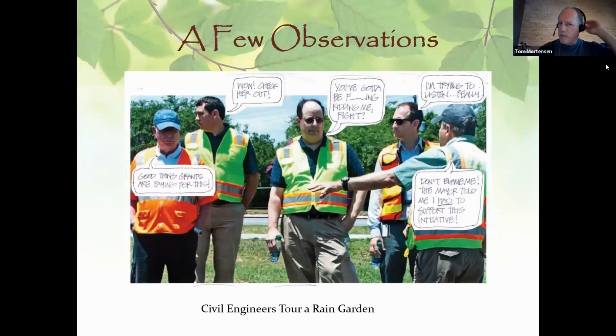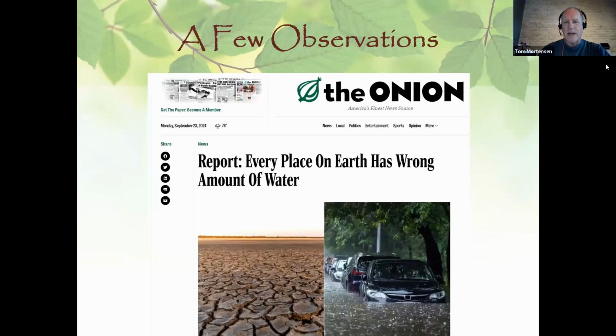This was a clip from Civil Engineering Magazine. That's Civil Engineers Tour a Rain Garden. This is probably 10 years old now, but I add these captions to it because I think it's kind of funny. The body language here, back when rain gardens and bioswales and green infrastructure were being implemented, there was a hesitancy for engineers to really adopt this as a means to manage stormwater. So the guy on the left there is saying, good thing that grant funding is paying for this. And the body language of the guy in the middle, he doesn't seem too interested in talking about rain gardens, but I just thought that was kind of funny when I saw that in the magazine.